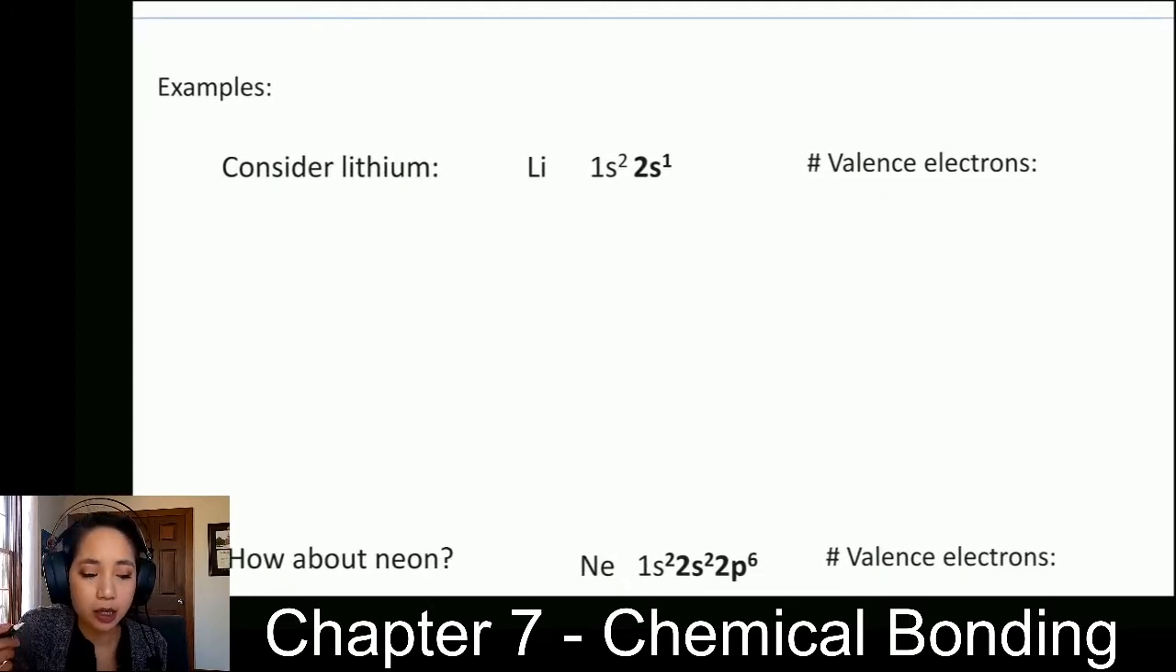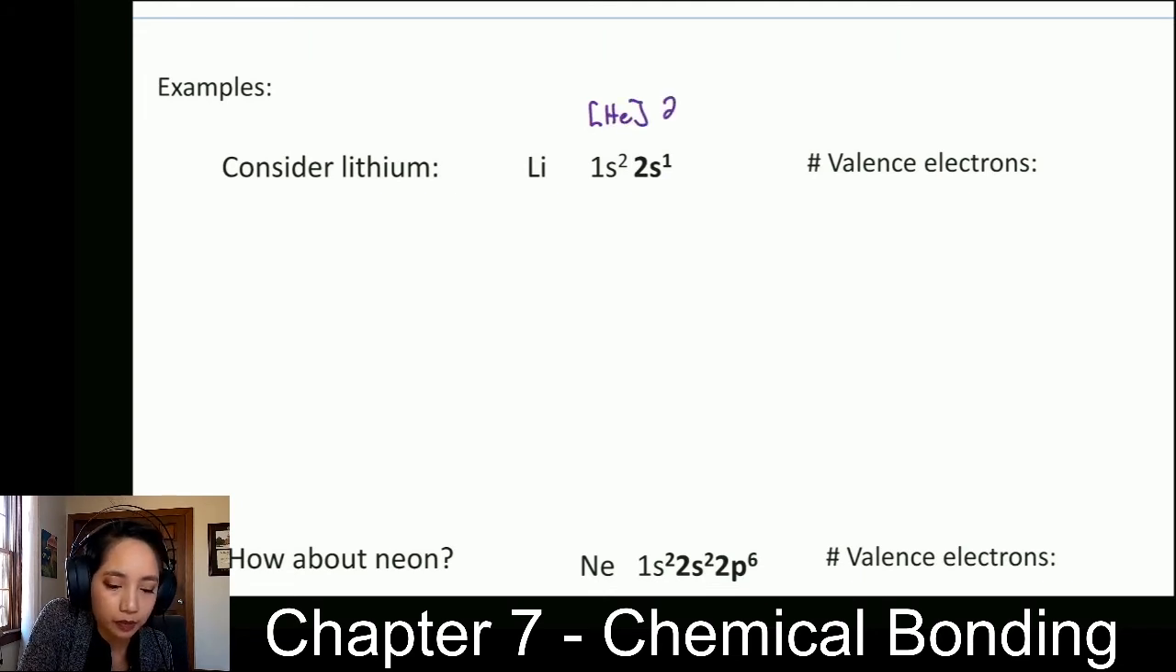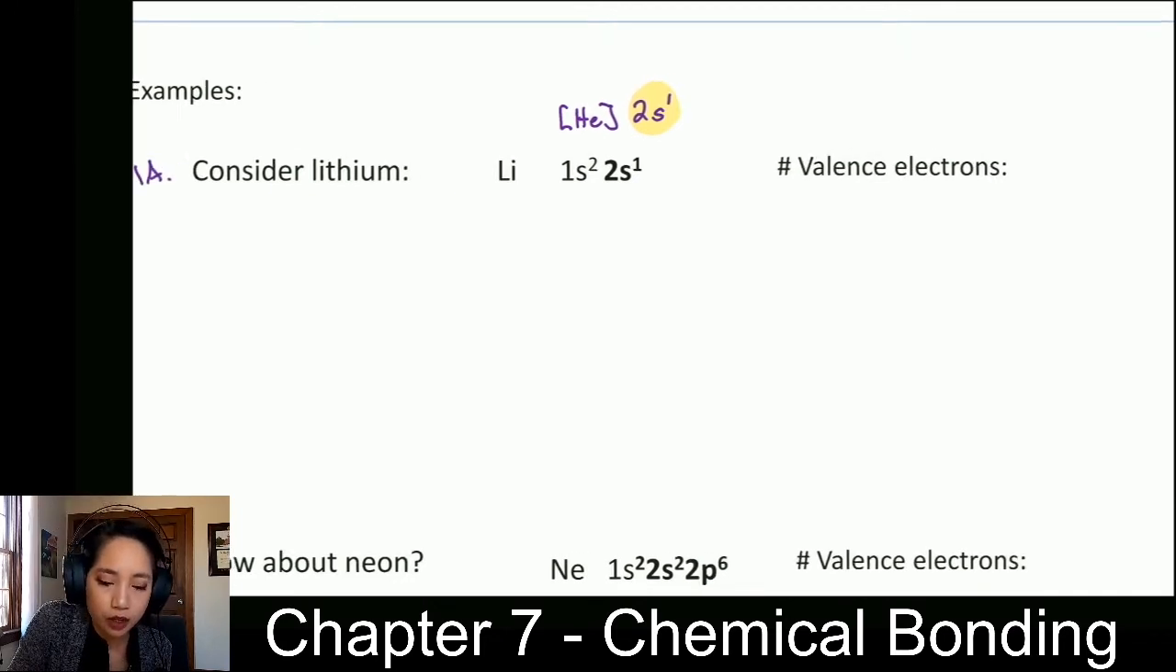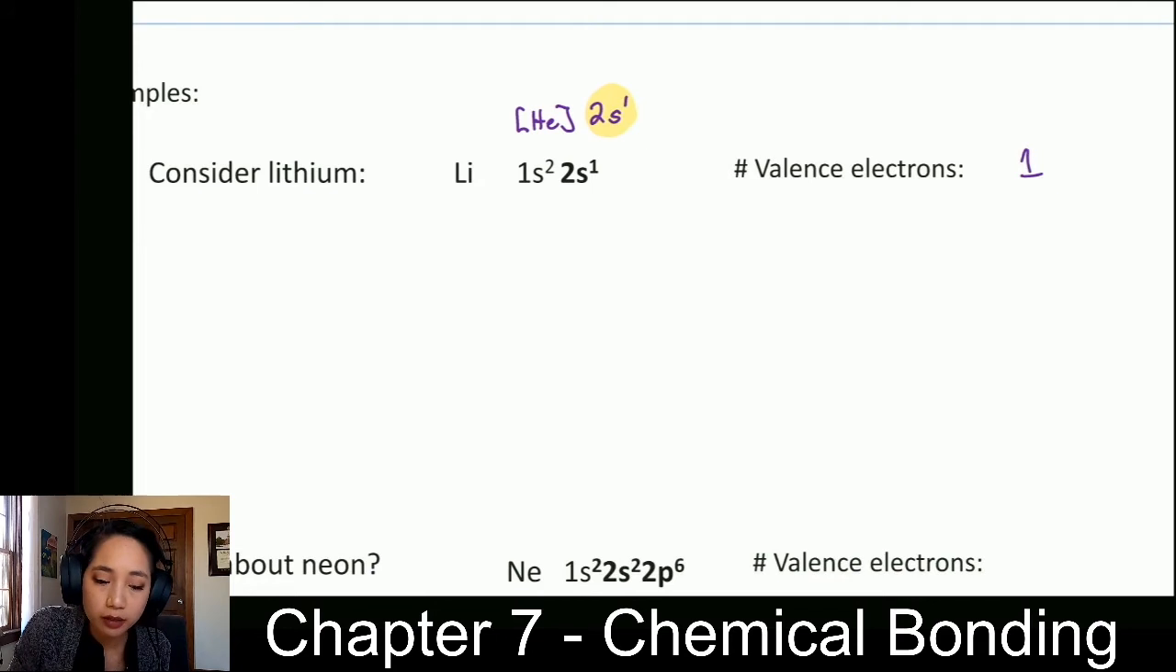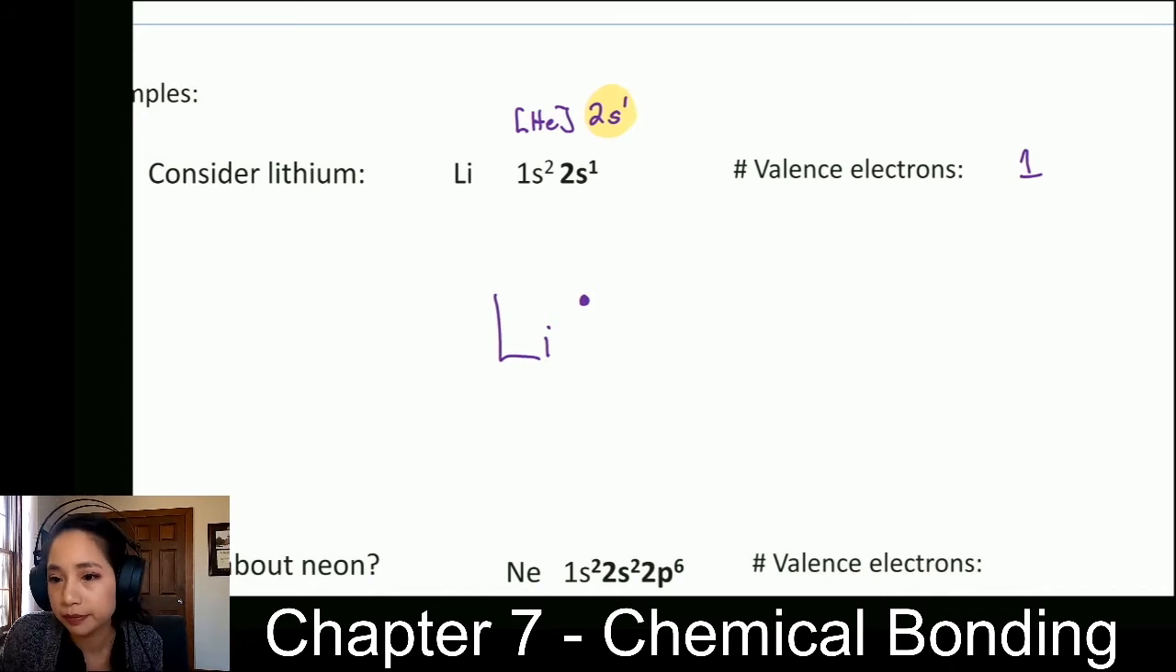So let's consider lithium. Again, write out the noble gas shorthand electron configuration. For lithium, it would be helium 2s1. So there's only 1 valence electron. That makes sense because lithium is a 1A element. So the number of valence electrons here is 1. To write out the Lewis dot symbol here, you would write lithium, the element, and now we just need to denote 1 valence electron. So we just put 1 dot right there.